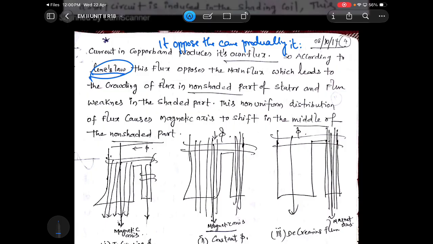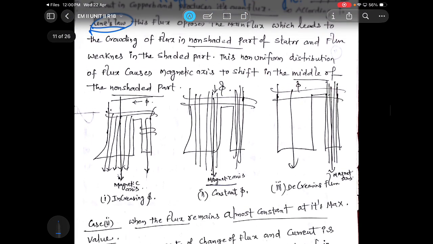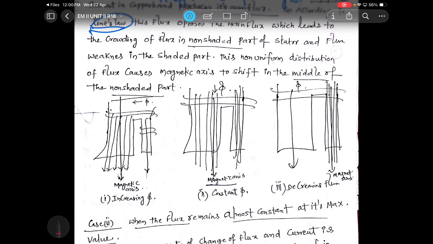It's generated because of some cause, and again it is opposing the cause. So why am I using Lenz's law here? I'll show three diagrams, which is important here. Let's assume that there are three cases. What is the nature of the alternating current here? You can see that this is the shape of the current. Yes or no?